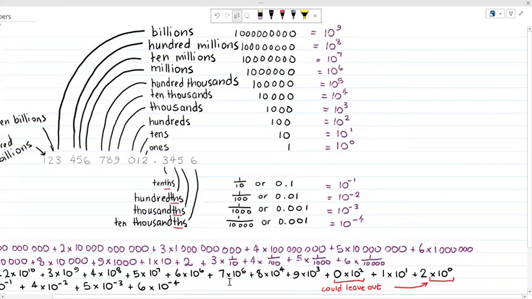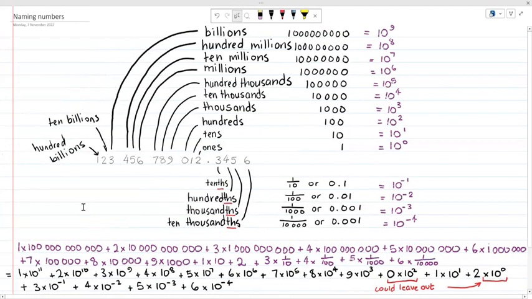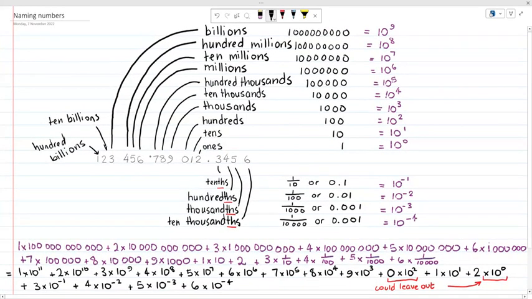Once we know what the places are called, we can have a look and answer simple questions like, what's the digit in the millions place? We look through till we find the millions place, come down and we see it's 6. What's the number in the tens place? Come up till we find the tens, come down and see it's a 1. What place is the 7 living in? There's our 7, follow it up. It's living in the 100,000ths place. So this number contains 700,000s.